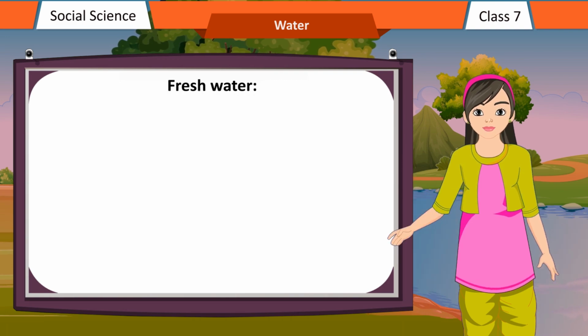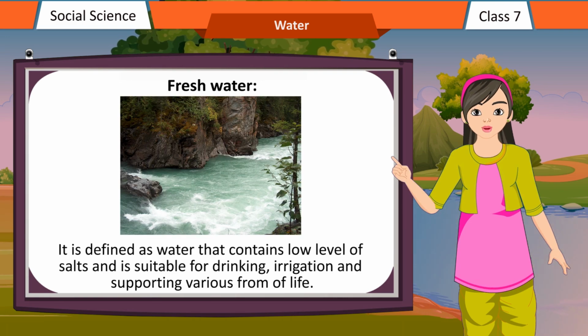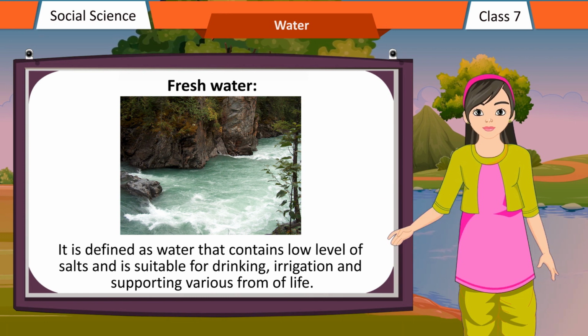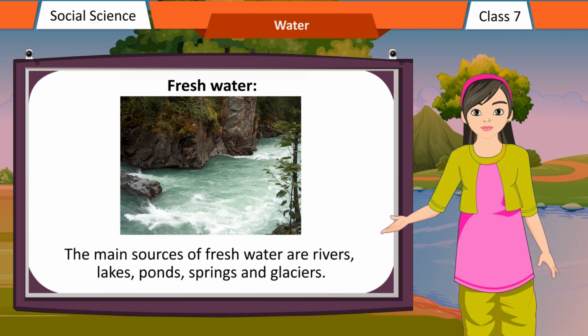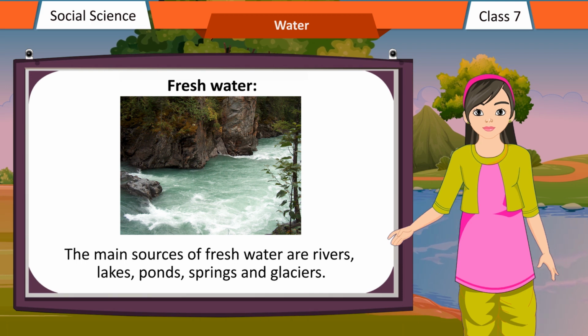Fresh water. It is defined as water that contains a low level of salts and is suitable for drinking, irrigation, and supporting various forms of life. The main sources of fresh water are rivers, lakes, ponds, springs, and glaciers.